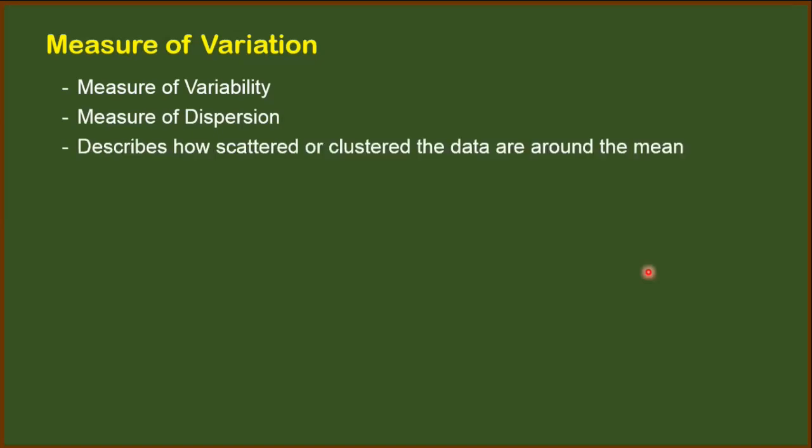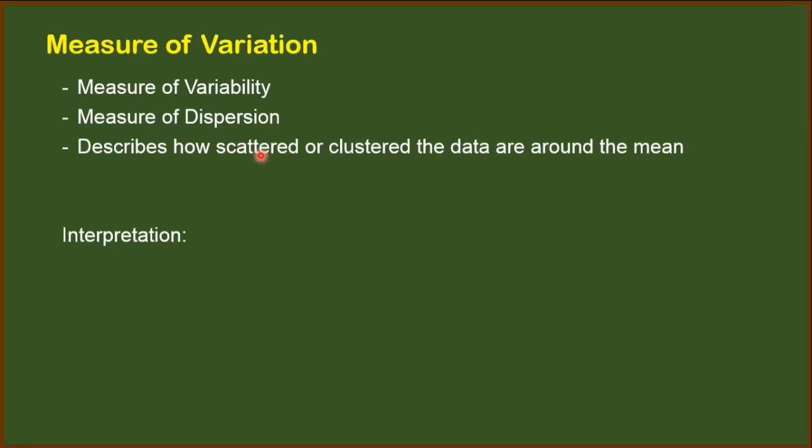Measure of variation is otherwise known as the measure of variability or measure of dispersion. From the word itself, dispersed, it describes how scattered or clustered the data are around the mean. If the measures of central tendency give us an idea of where the middlemost data lies, this measure of variation gives us the idea of how scattered or clustered the actual data are around the mean. Are they clustered closely around the mean or are they scattered far away from the mean?